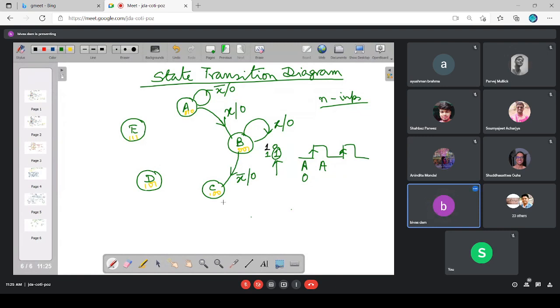State C means 1 0 is available already. Now if a 0 comes, what will be the inference? Third bit detected. If a 1 comes, B তে যাবে। First bit detected. This is the first bit of the sequence.